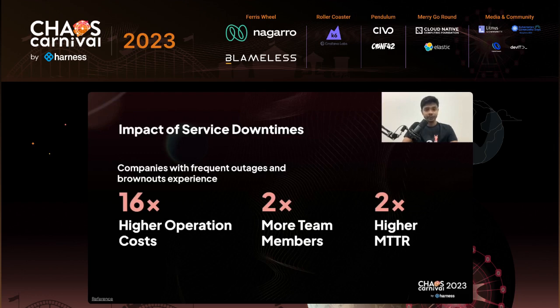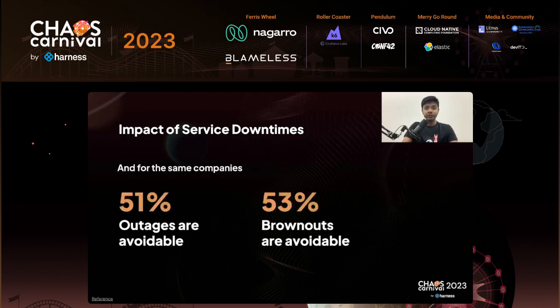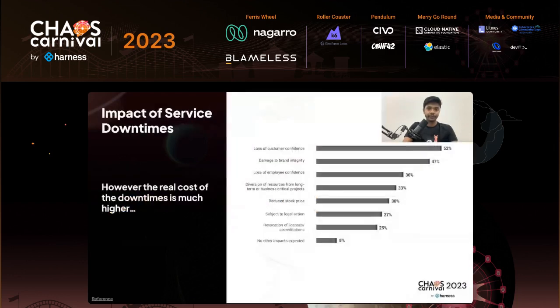cover the big picture. But before that, we should also factor in that 51% of these outages and 53% of the brownouts could have been avoided, as found out as part of that report. Therefore, it's a good opportunity to take a step back and try to understand what are the factors responsible.